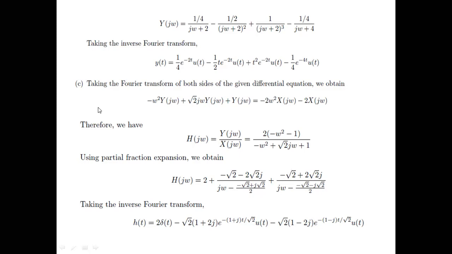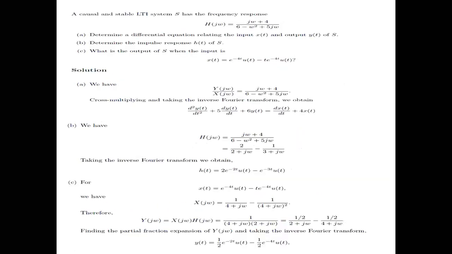Okay, so like that, for any differential equation you can find the impulse response, and find the response if any x of t is given, or find H of omega equal to output by input. In this same example, we applied the Fourier transformation and the inverse Fourier transformation also. Understood? Come to the next one.